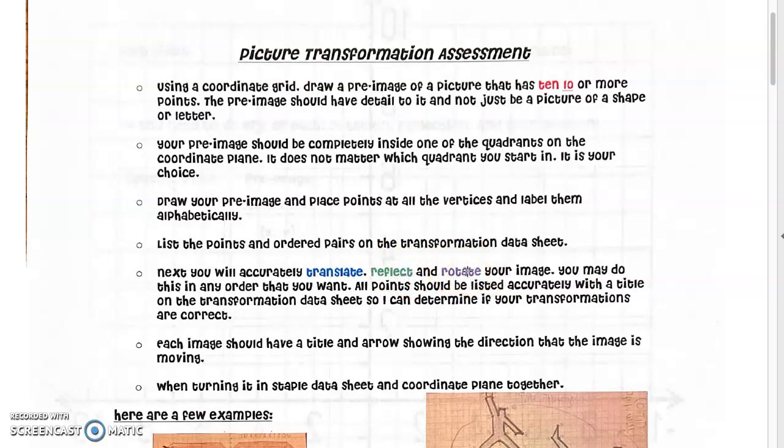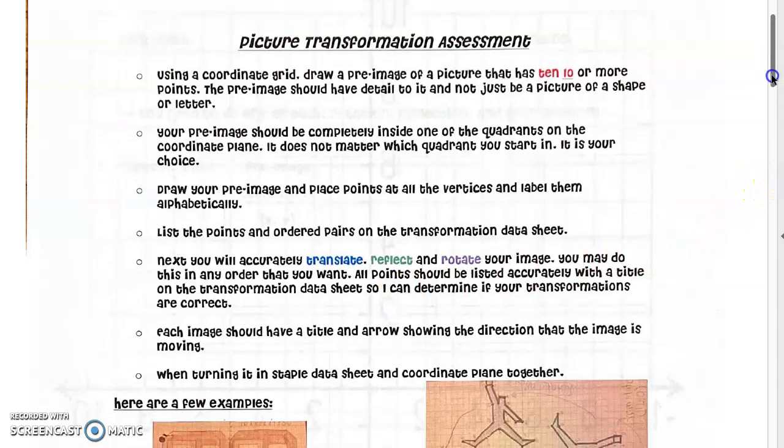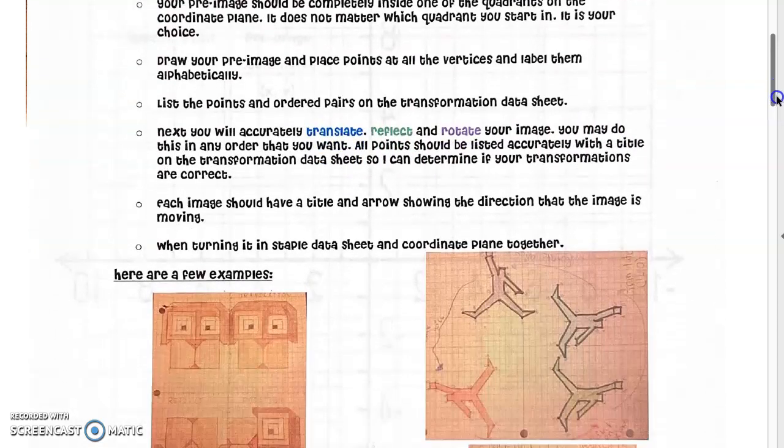And once again, you're deciding how much you're rotating. Are you going to rotate it 90 degrees, 180 degrees, or 270 degrees? You're going to decide. And in addition, you get to decide what order you want to do. You can rotate first, then reflect, then translate, or you can reflect and then translate and rotate. You get to decide the order of your transformations. After you do all three of these, you're going to, again, list your points accurately with the title of your transformation in the data sheet. Each image should have a title and an arrow showing the direction. And then you're going to turn it in.